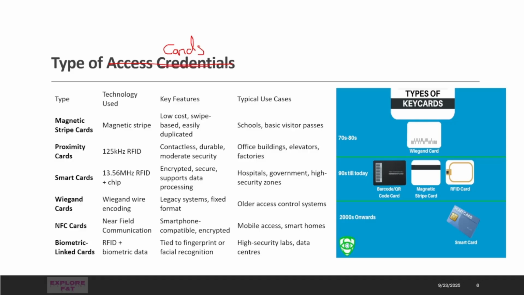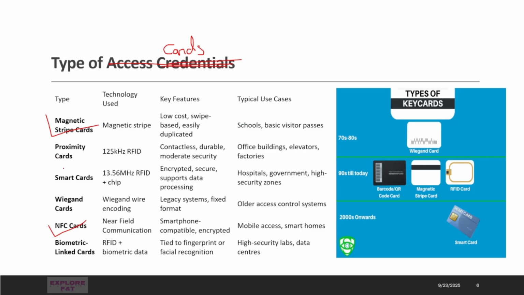Okay, this is wrong. So what types of cards are we using? If you see, this is a magnetic strip card, and here the magnetic strip will be there. This is low cost, and it could be duplicated. Okay, so we are using it for school bus and visitor passes somewhere.